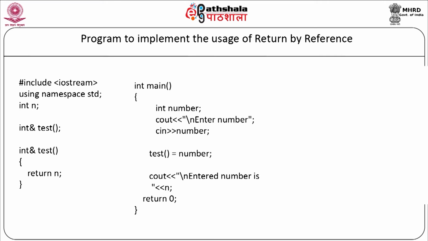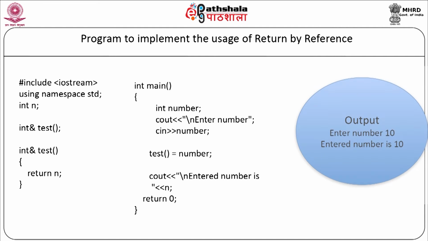Now inside this particular function, the reference is written. We will define the function as int& test() with return n inside the brackets. When the above code is compiled and executed, it will produce the result: enter number 10, and it will display the message: entered number is 10.